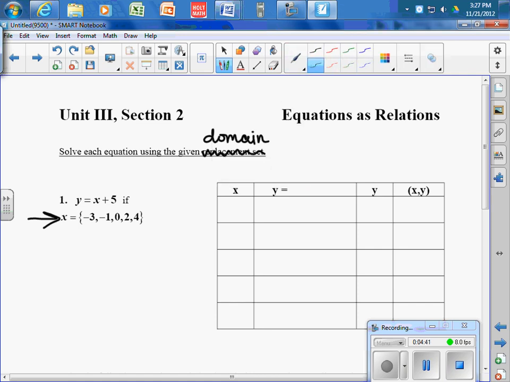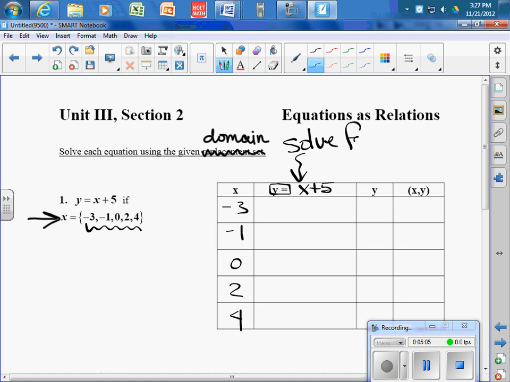What that means is we're going to make a table where we're going to put these numbers in the x column. So I'm going to have -3, -1, 0, 2, and 4. The next column, now listen carefully, it's whatever y is equal to. What's y equal to? x plus 5. In other words, here we need to solve for y.